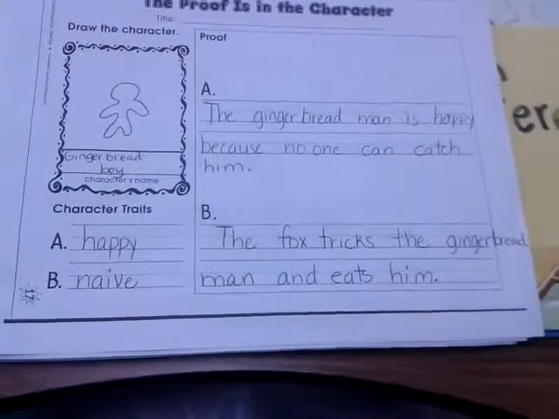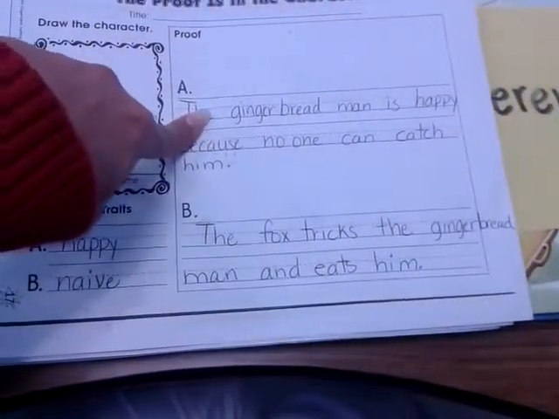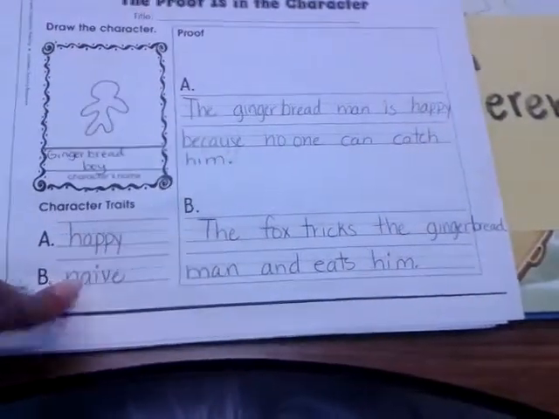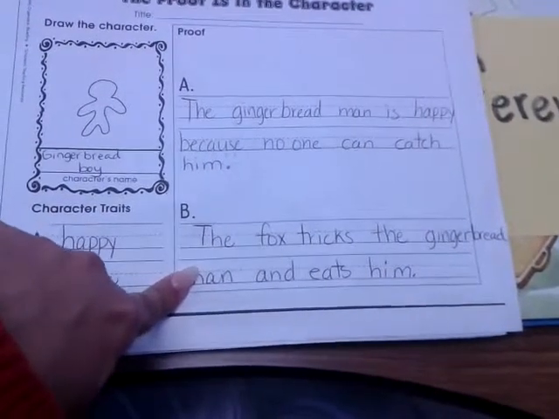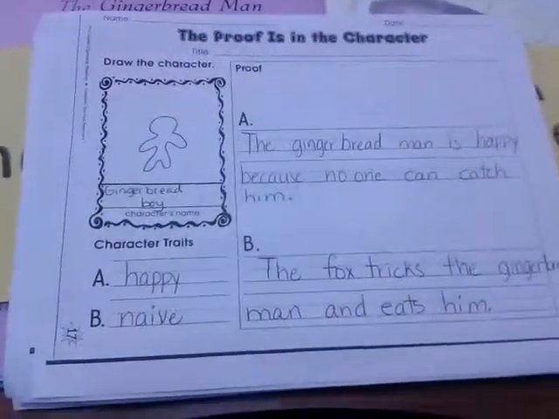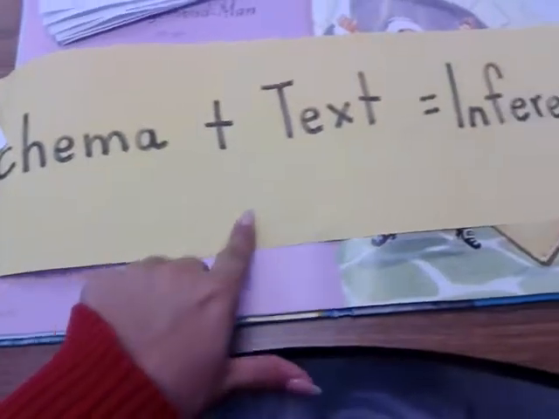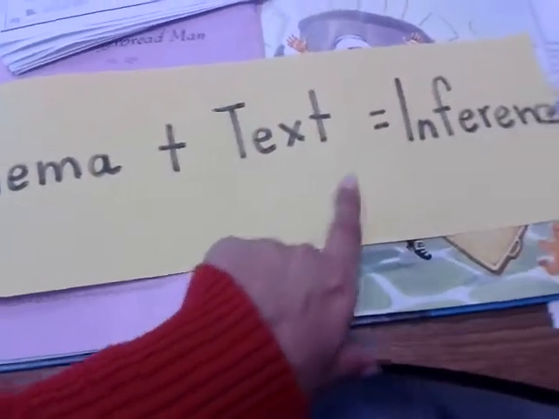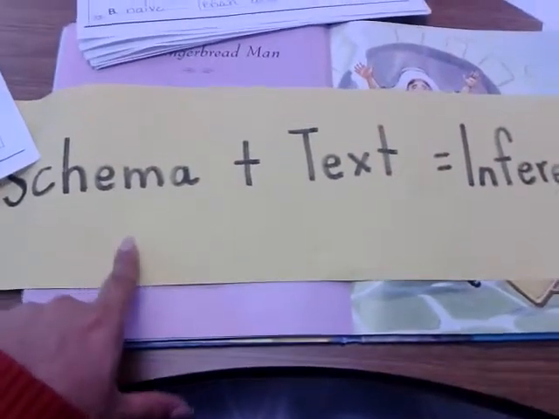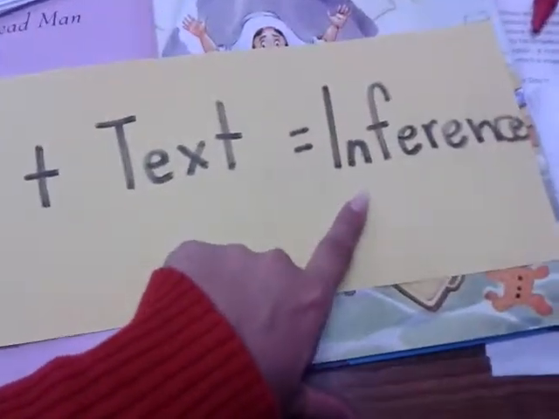So now we made an inference about the gingerbread man. We know he is happy because he's able to get away, and he's happy that no one can catch him. He's naive because the fox tricked him and ate him. And that is how you use your schema plus the text to make an inference. Almost like a prediction, but you're using what you already know and what you have read to make an inference.